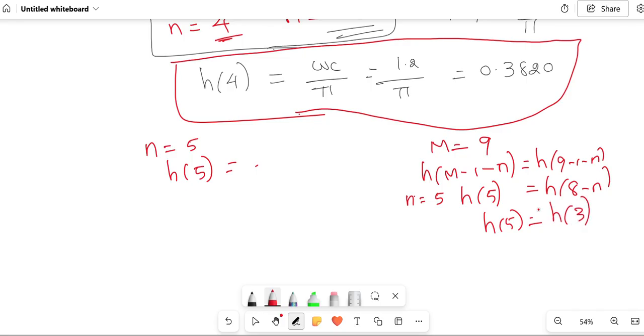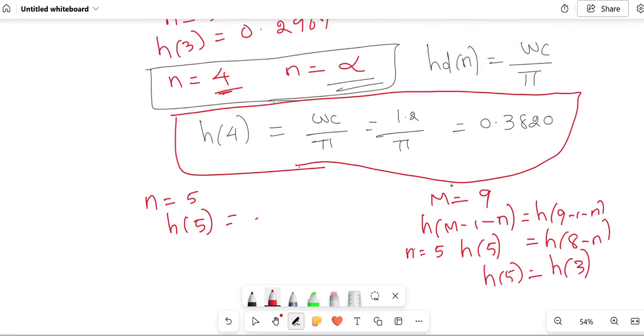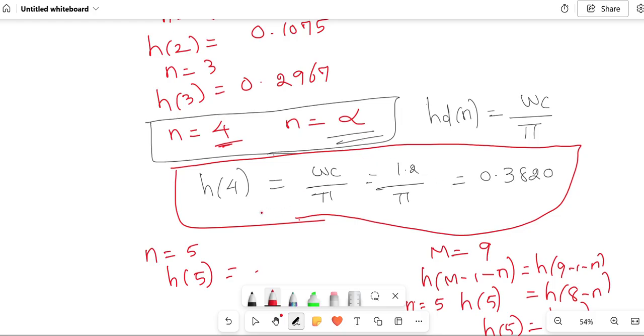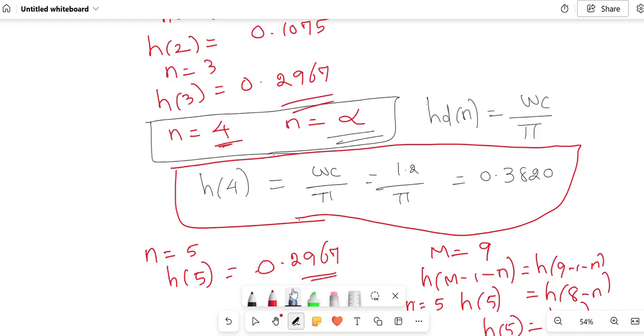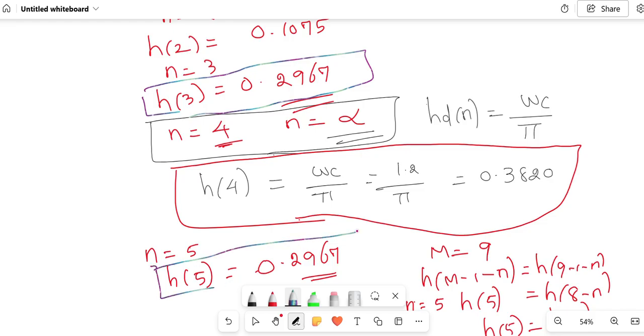So what is h of 3? It is 0.2967. So h of 5 is also 0.2967. You can write like this. h of 3 and h of 5 are both equal, because it is a symmetry condition.